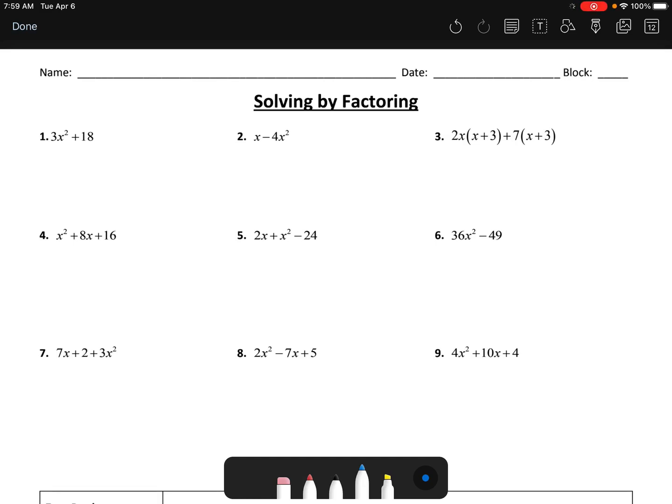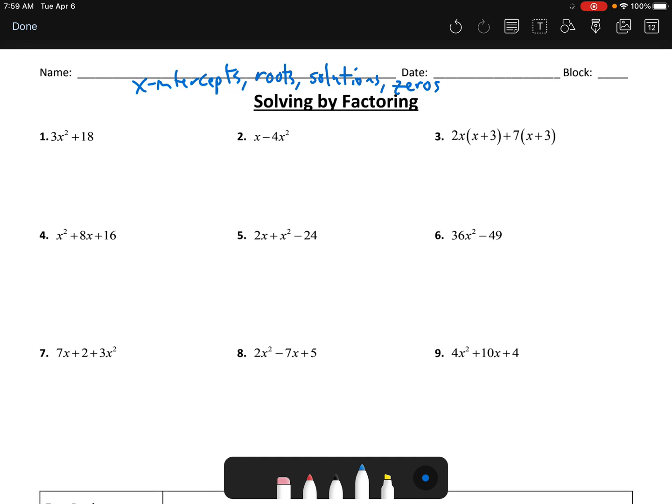Today's lesson is on more factoring, but actually we're going to solve for x. And what this does, and I'll show you why we're solving for x, is it allows us to find the actual x-intercepts or roots or solutions or, what was the last one, zeros.